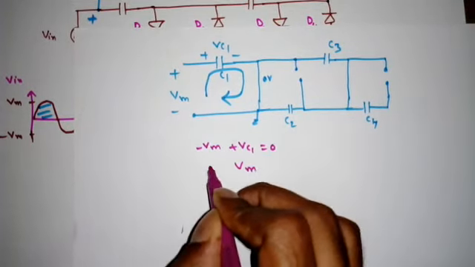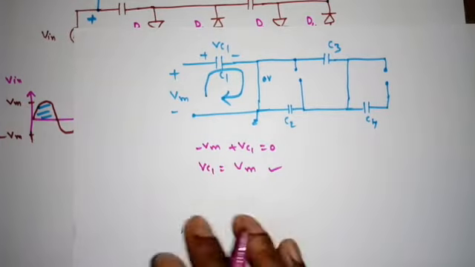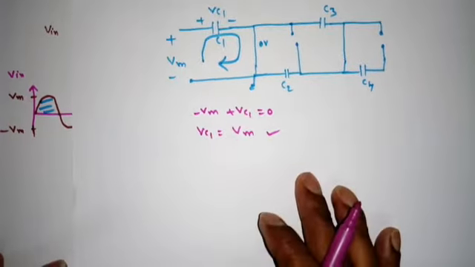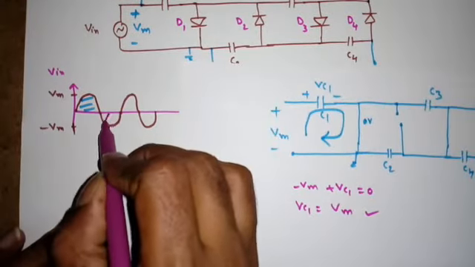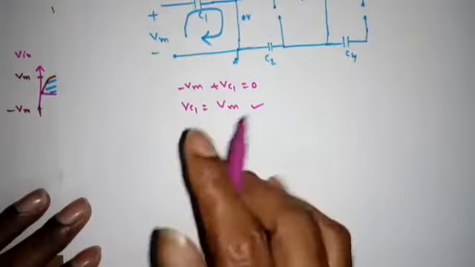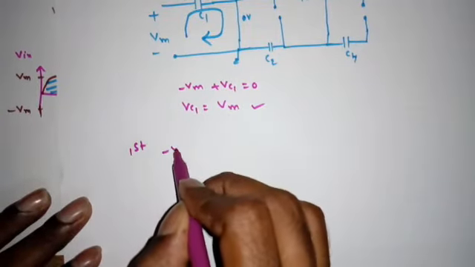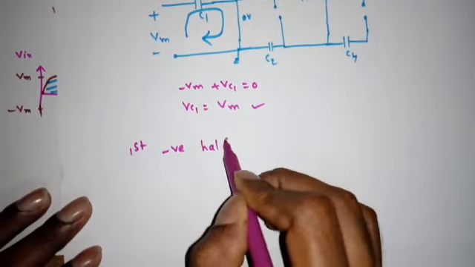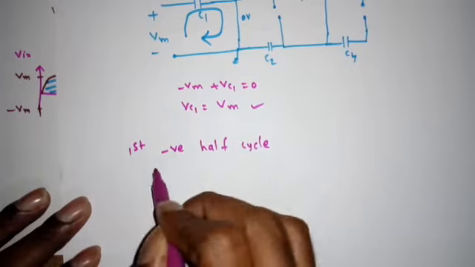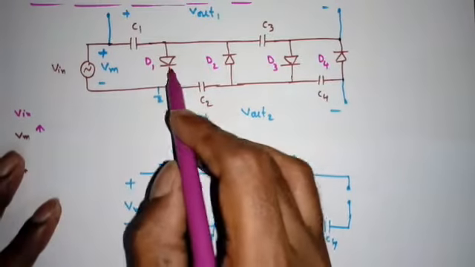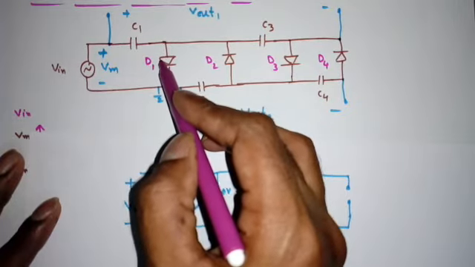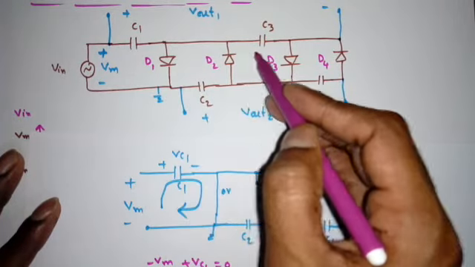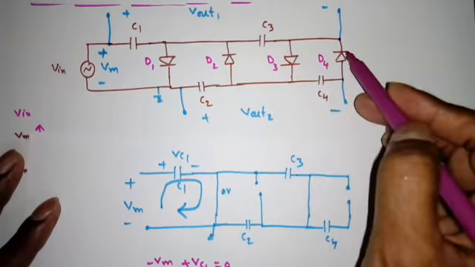So Vc1 is equal to Vm. This is for the first positive half cycle. Then if I apply the first negative half cycle, what happens to the diode D1? Yeah, we already know. When I apply the negative half cycle, D1 will be off, this one will be on, anyway this will be off, this will be on.